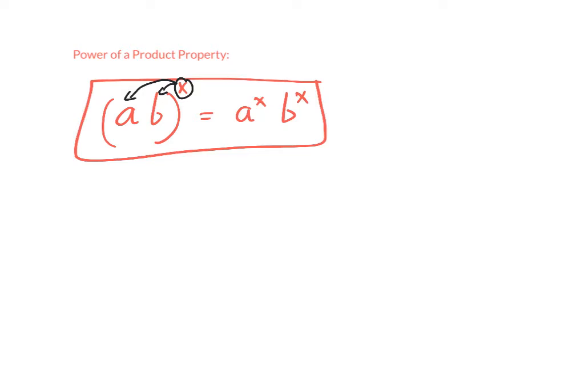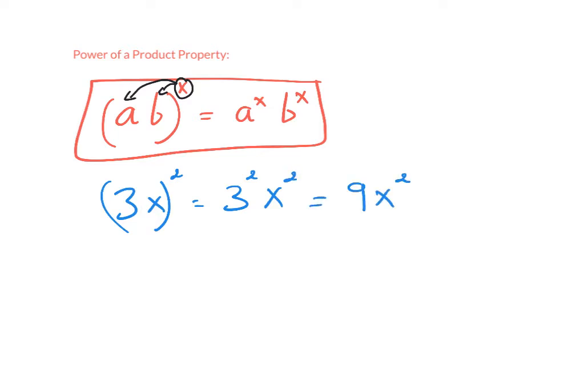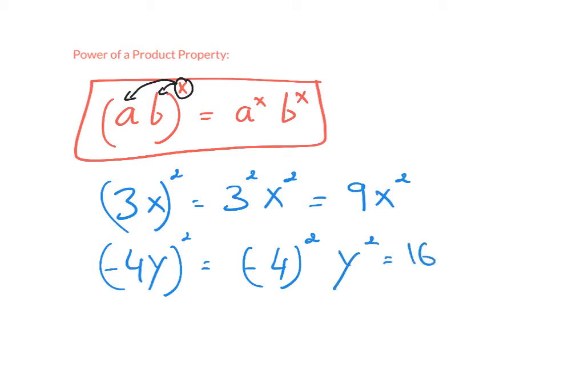Let's take some examples here. Let's suppose I have (3x) to the second power. It's going to be 3 squared times x squared, which is 9x squared. Let's suppose I have negative 4y, squared. So it's going to be negative 4, make sure you have the parentheses, squared, times y squared, which is going to be 16y squared.